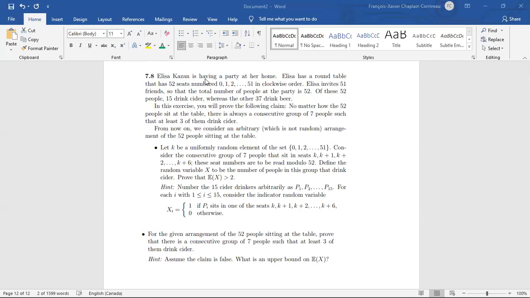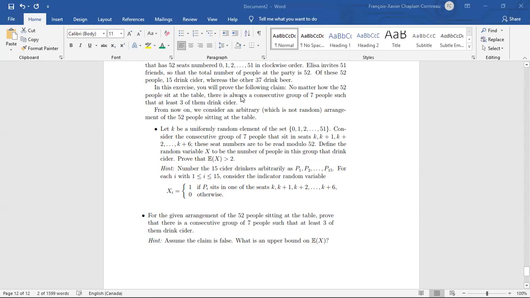She's having a party at her house. We have 52 seats. She invites 51 friends. So there's a total of 52 people, and 15 of them drink cider, whereas 37 drink beer. In this exercise, you will prove the following thing. No matter how the 52 people sit at a table, there is always a group of 7 consecutive people such that at least 3 of them drink cider.